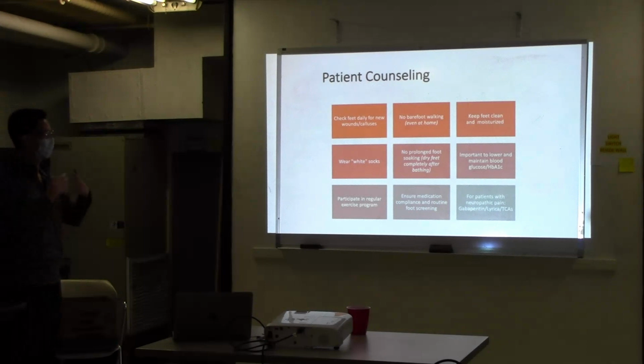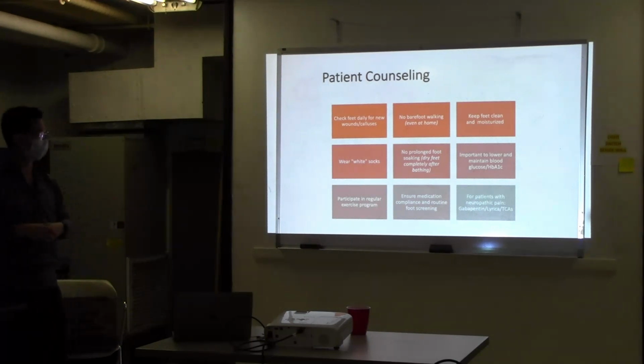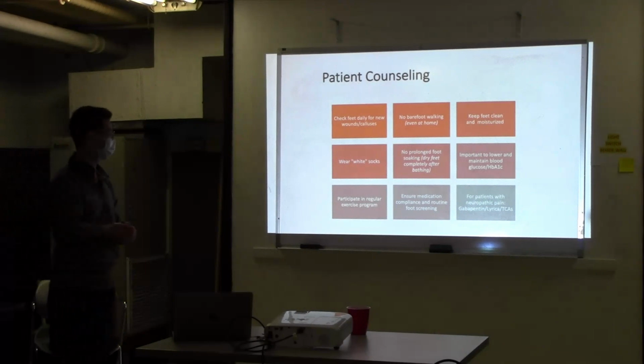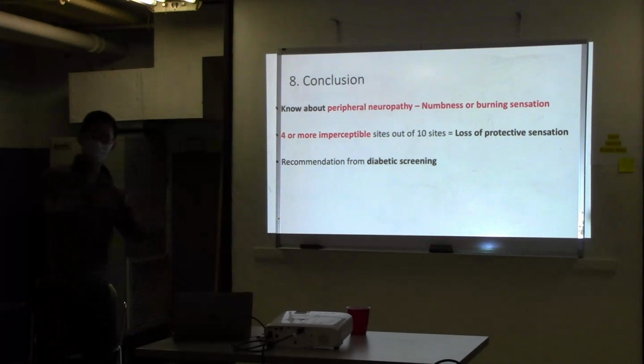And also, for a patient with neuropathic pain, they should take gabapentin, Lyrica, or TCA, which is a tricyclic antidepressant. And also the new medication, vitamin B12 as well. And those are the counseling that we do at the clinic. And then it's okay to forget everything.